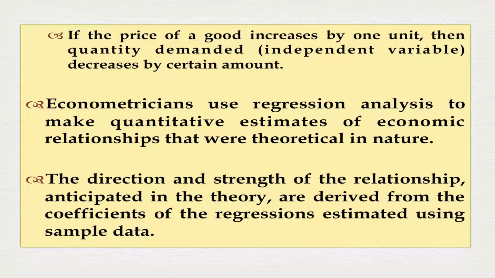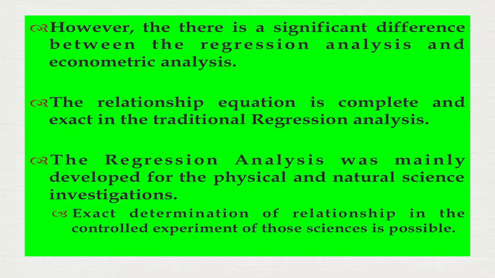Econometricians use regression analysis to make quantitative estimates of economic relationships that were theoretical in nature. The direction and strength of the relationships anticipated in the theory are derived from the coefficients of the regressions estimated using sample data. However, there is a significant difference between regression analysis and econometric analysis. The relationship equation is complete and exact in the regression analysis.